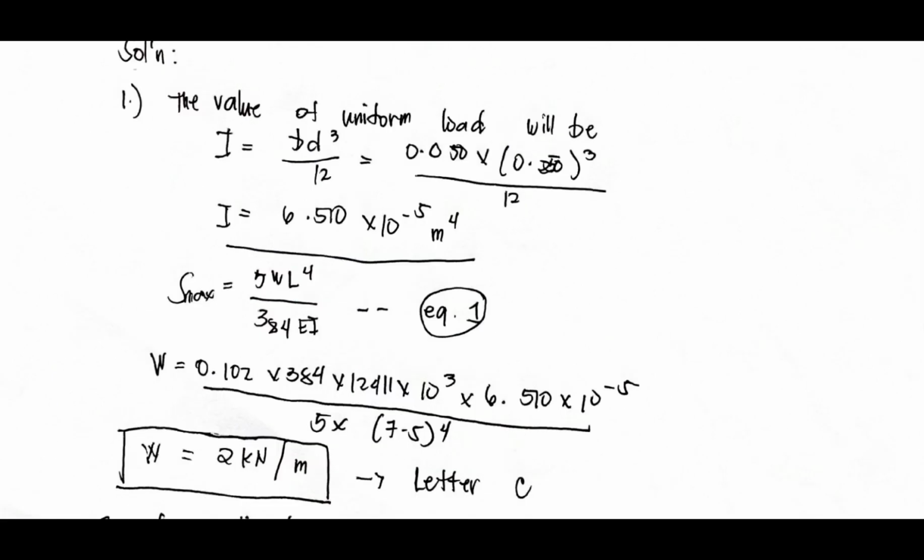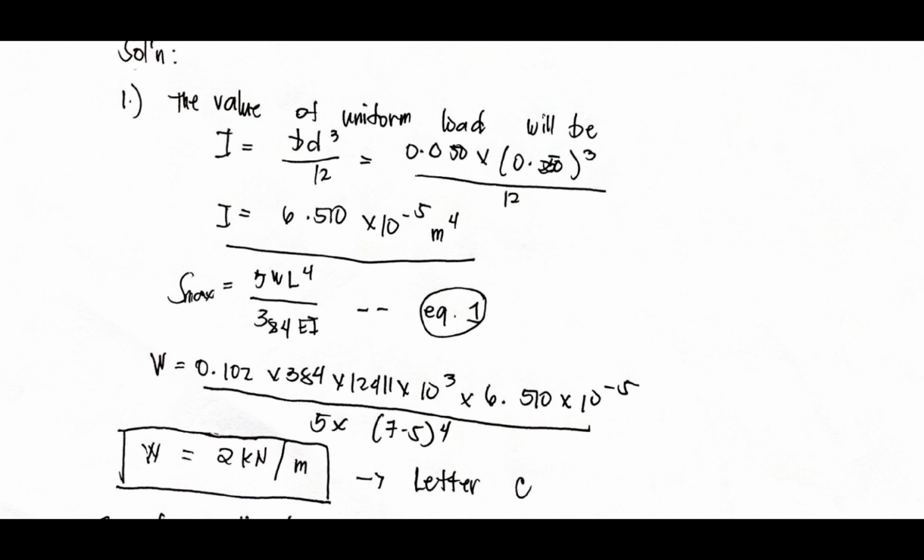For question number 1, the value of the uniform load: I is equal to BD cubed over 12. Substitute the values, which have already been converted. B is equal to 0.050 times D, 0.250 cubed, over 12. So I is equal to 6.510 times 10 raised to negative 5 m to the power of 4.